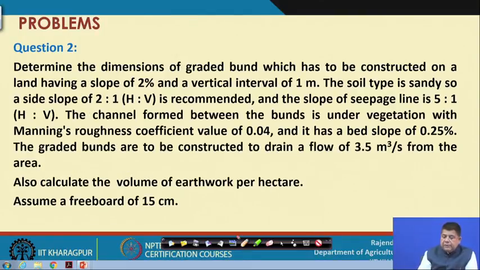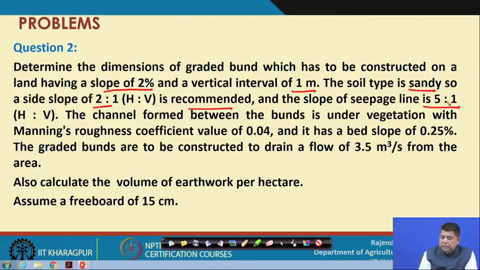Determine the dimensions of a graded bund which has to be constructed on a land having a slope of 2% and vertical interval of 1 meter. Soil type is sandy. So, a side slope of 2:1 is recommended, and the slope of the seepage line is 5:1. So, these slopes are already given.